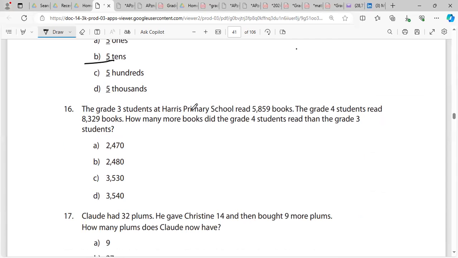The grade 3 students at Harris Primary read 5,859 books. The grade 4 students read 8,329 books. How many more books did the grade 4 students read than the grade 3? So you have to put the grade 4 at the top because they read more.